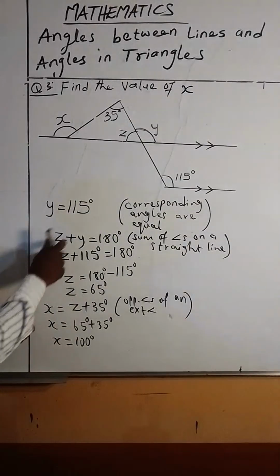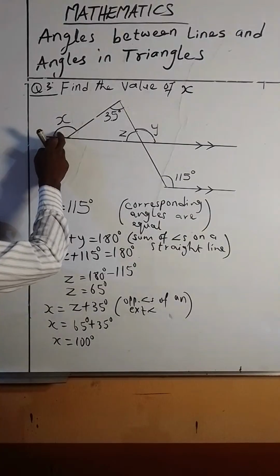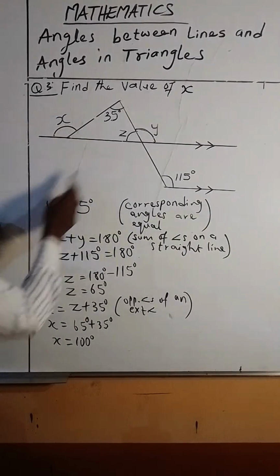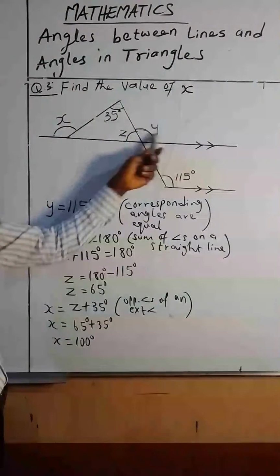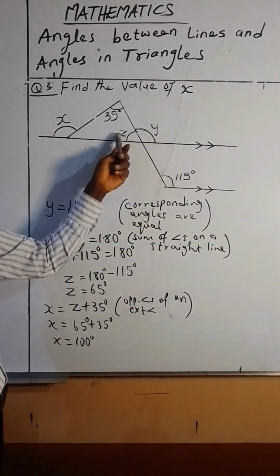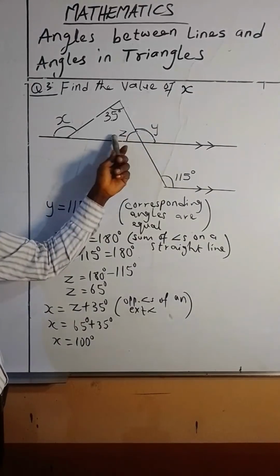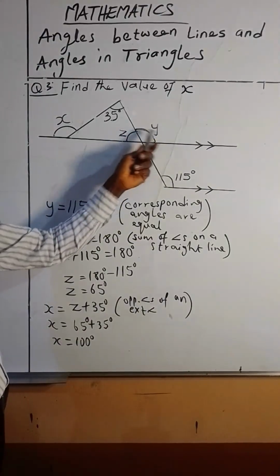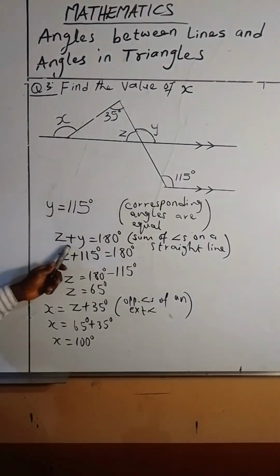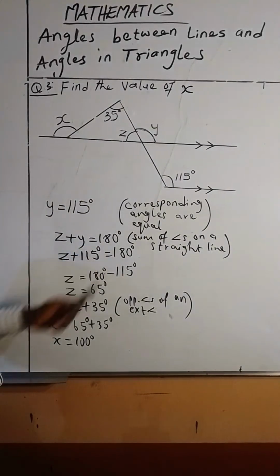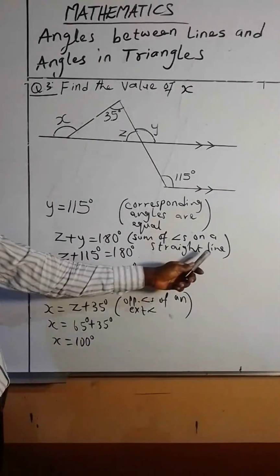Then the second one here is how do we get our z? Remember, we are moving in this direction because we are looking for x. But we are aware that z and y are adjacent angles on a straight line. And when we sum up two or more adjacent angles on a straight line, it gives us 180 degrees. So z plus y is equal to 180 degrees, the sum of the angles on a straight line.